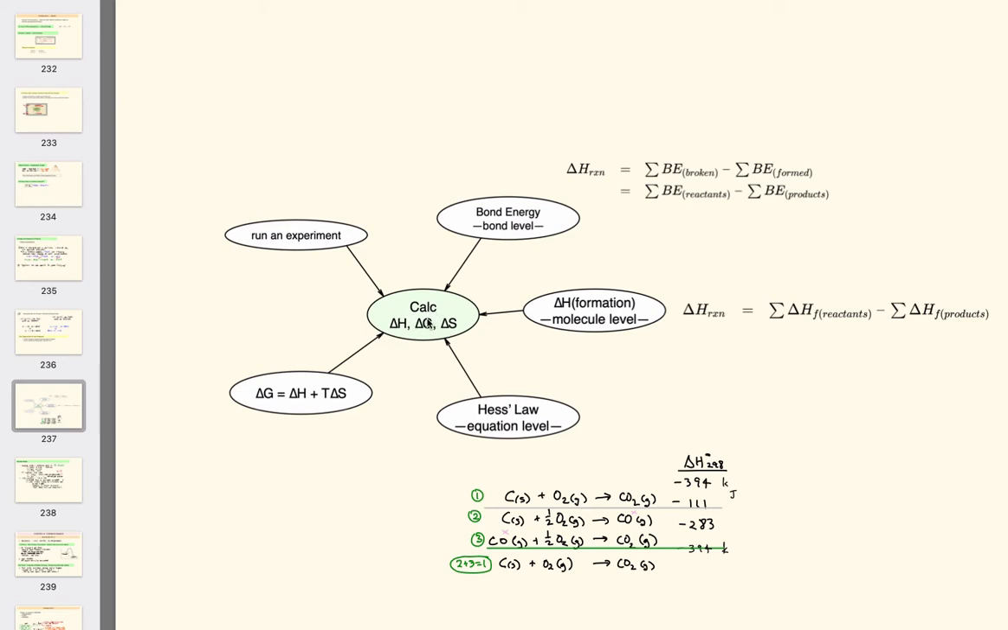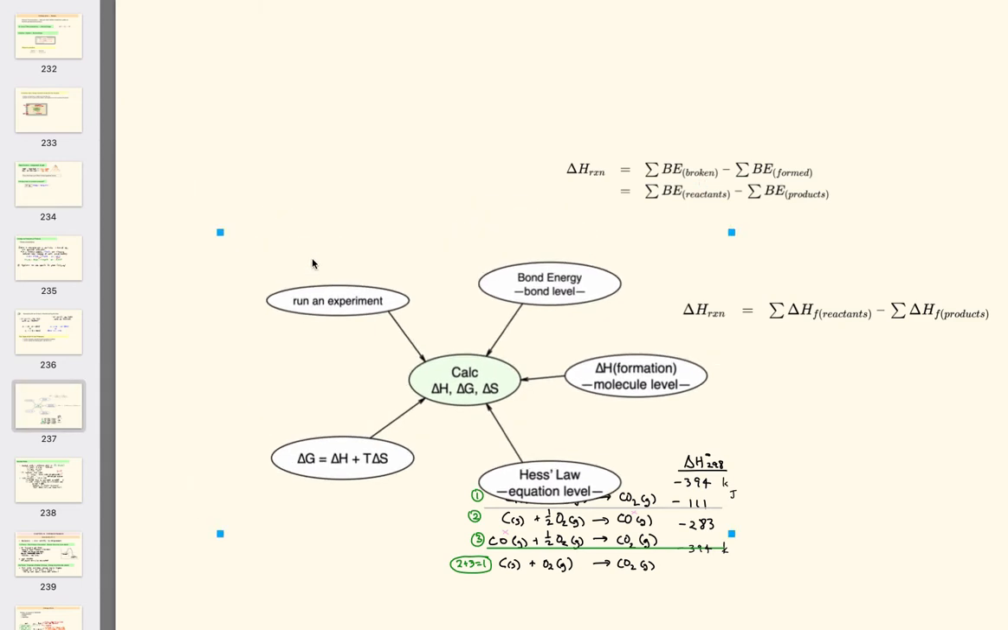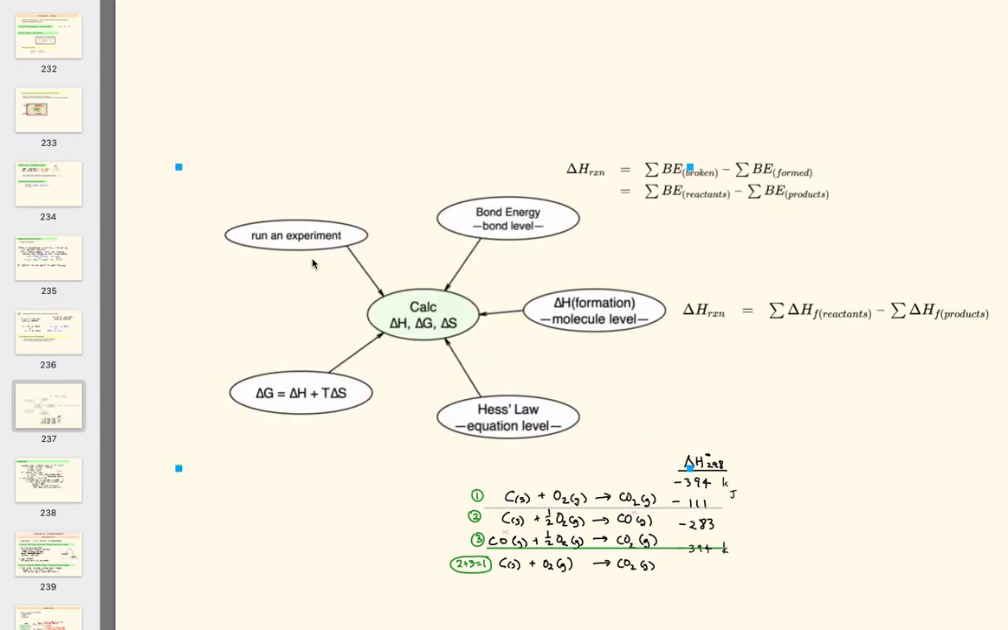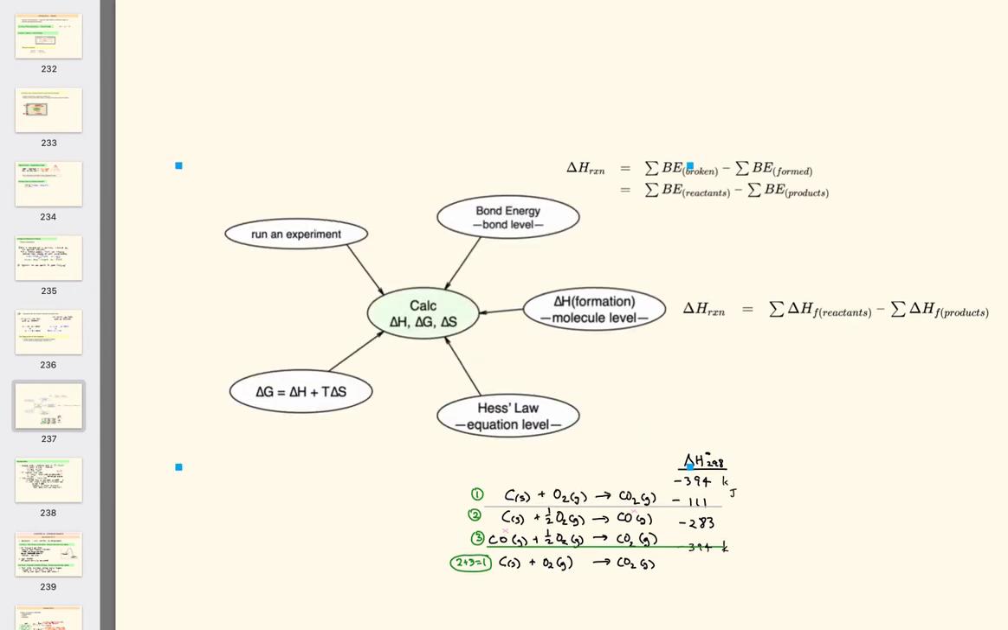There are 5 ways to get at delta H, delta G, or delta S. In other words, what you need to know for a test, since you're not going to actually run a reaction in a test, but you will be given problems. And typically it's one of 2 types of problems.